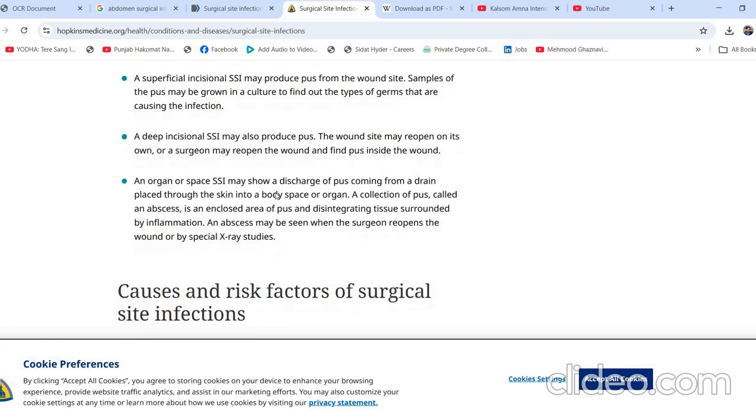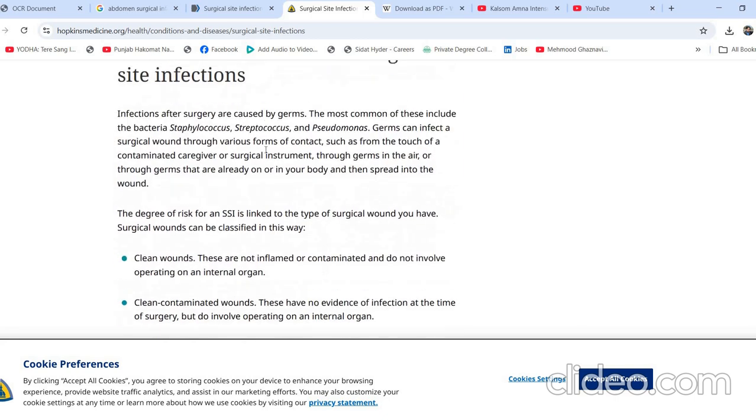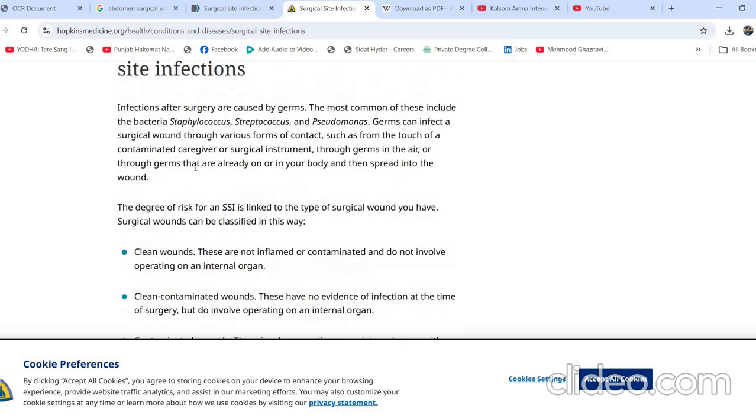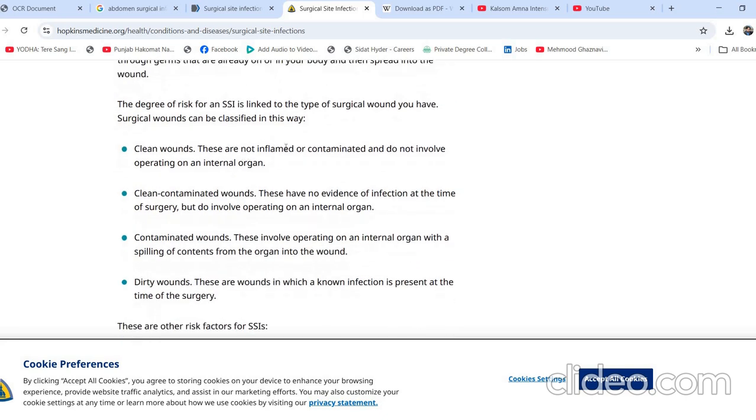Causes and risk factors of surgical site infection. Clean wounds are not inflamed or contaminated and do not involve operating on an internal organ. Clean contaminated wound: there is no evidence of infection at the time of surgery, but it involves operating on an internal organ. Contaminated wound.